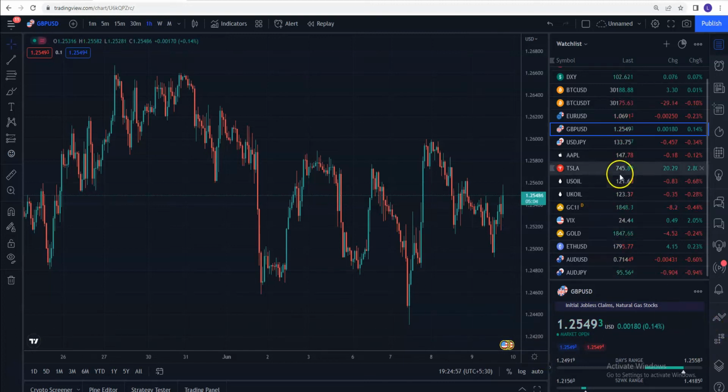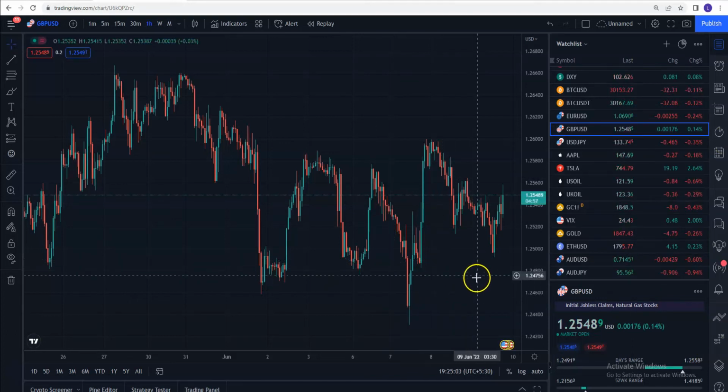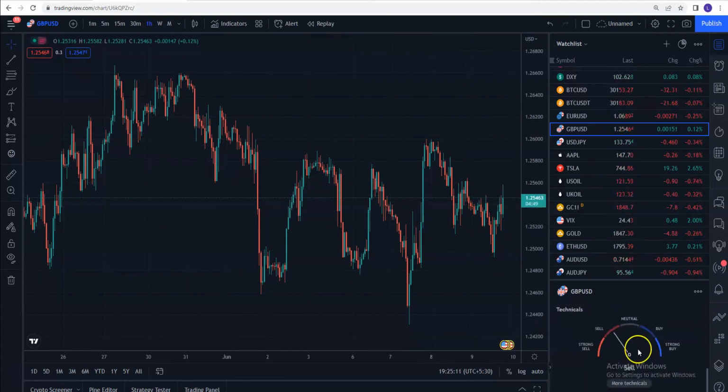So for instance, now we have the Great British Pound here. Let's make a trade. If you believe that the Great British Pound is going to go up, we're going to buy the pound, or if you believe the pound is going to go down, we're going to sell the pound. And then you can also use these signals, and this signal is signaling me more on the sell side, so I might just simply make a decision to sell the Great British Pound.